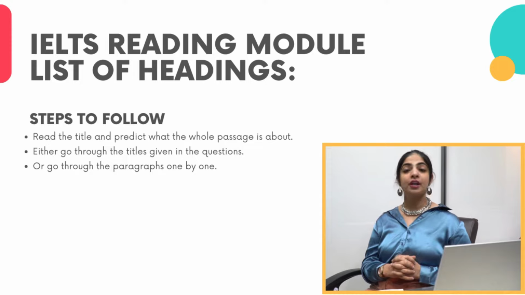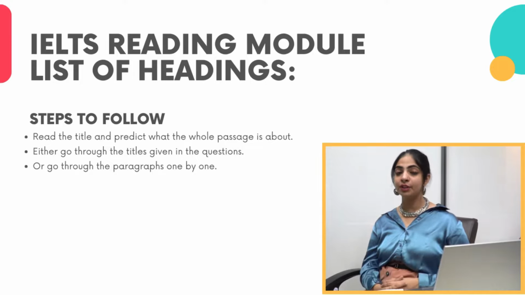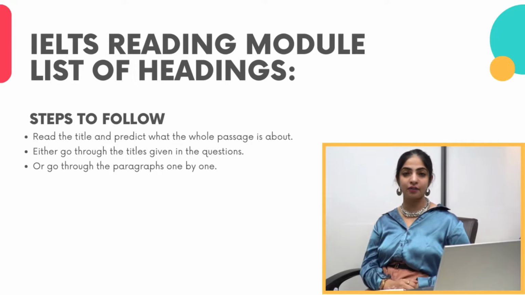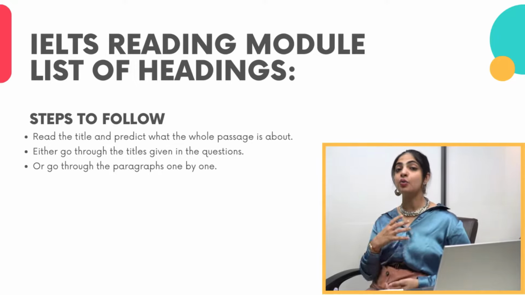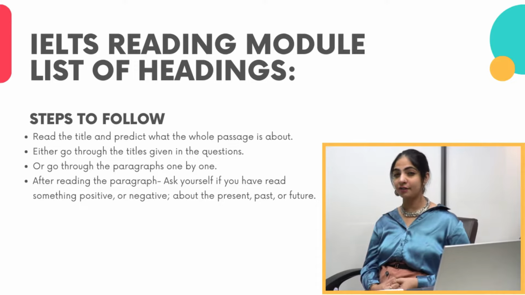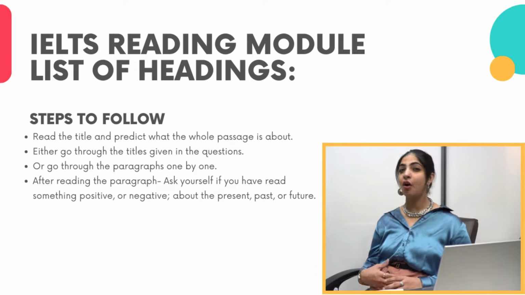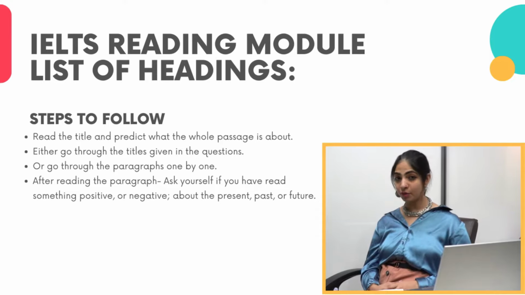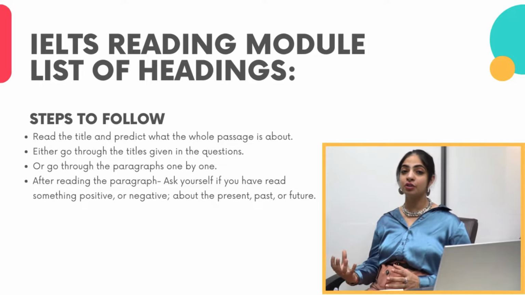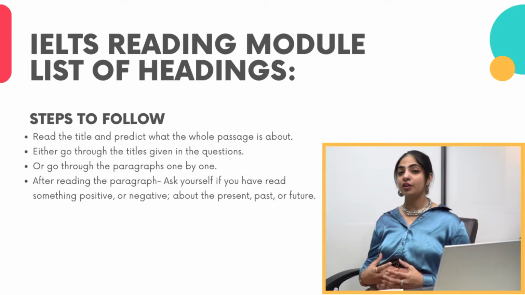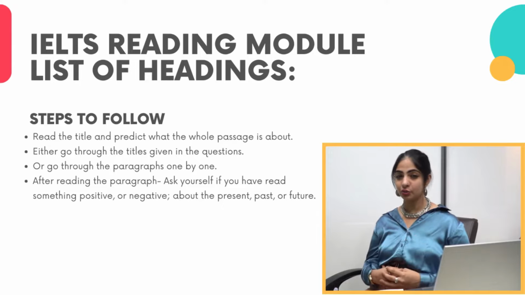So if you start with the paragraph, what you simply do is quickly read the paragraph, and after reading the paragraph, you ask yourself whether this paragraph is talking about something positive or negative, or it's talking about both, or the paragraph is talking about something past, present, future, or in the paragraph there was some research given, or in a particular paragraph there was a particular argument. So if you can answer these questions, you can easily get an overall idea of the paragraph.